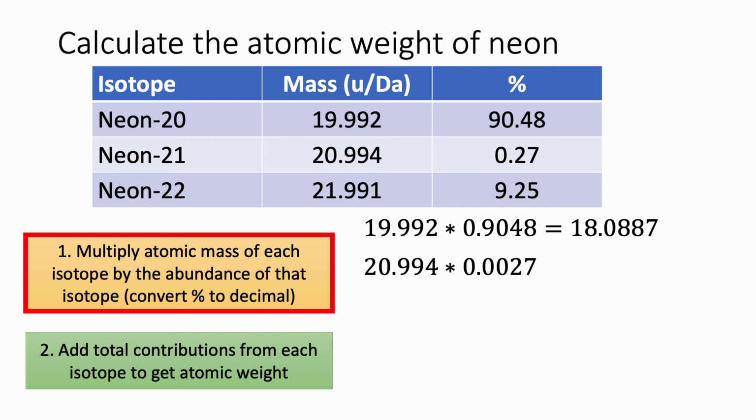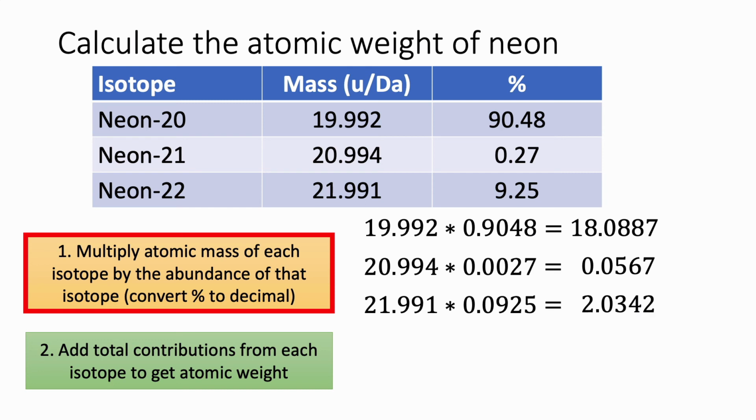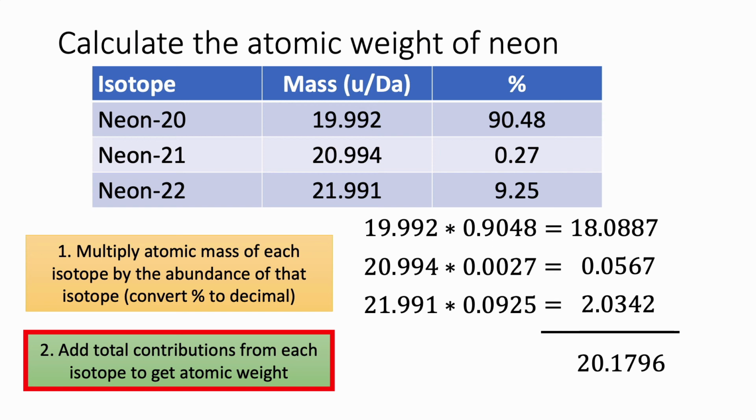Neon-21 times 0.0027, and you can see that's a very small number. Neon-22 times 0.0925 gives us a little over 2. When we add those together, we get basically 20.18. Now, if you go back and you look at the individual parts of each of these calculations we did, you can see that most of that 20.18 comes from neon-20, and that makes sense because neon-20 comprises most of the neon atoms we encounter.